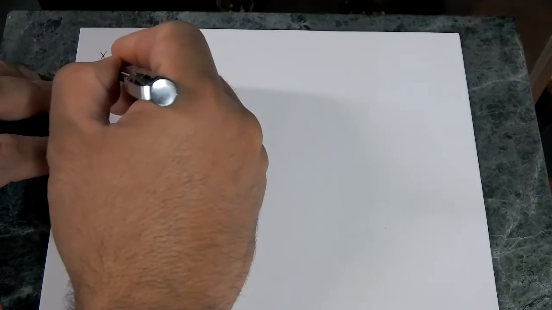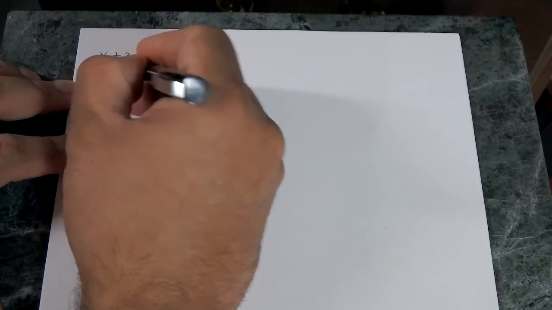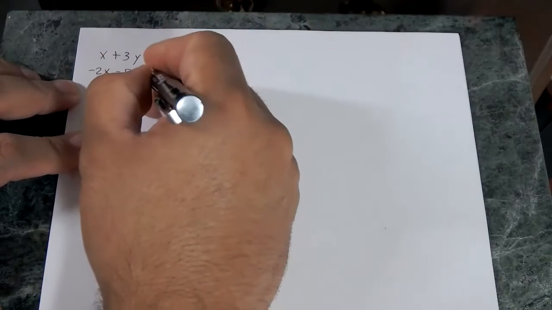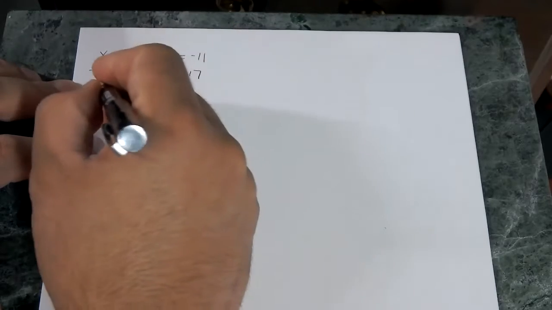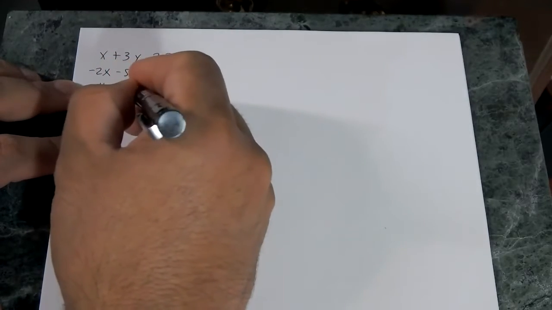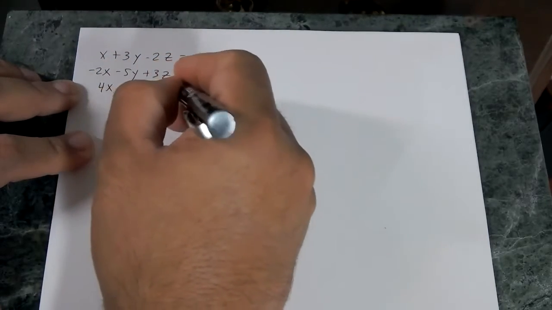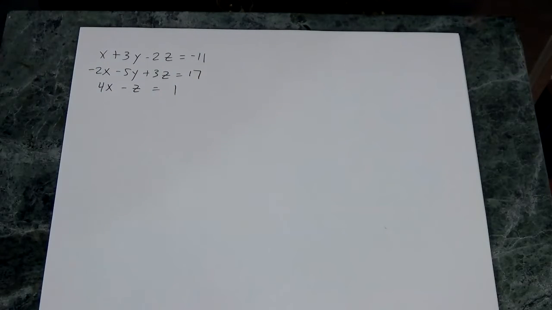Negative 2x minus 5y plus 3z equals 17. And we have 4x minus z equals 1. All right, so first we are going to do the augmented matrix.